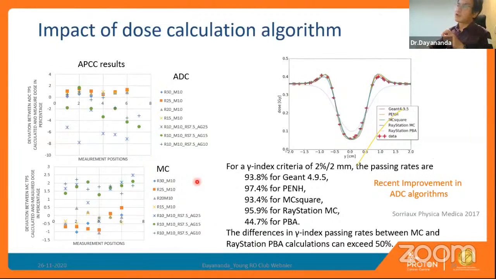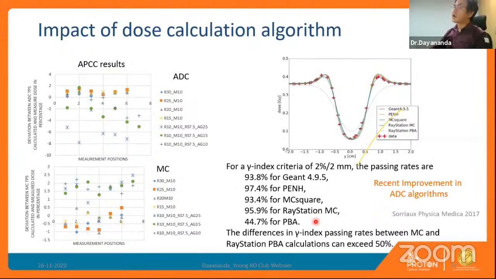And of course, the dose calculation algorithm plays a very important role. This is our own data, wherein we evaluated the accuracy of analytical dose calculation against Monte Carlo, and we found that the analytical dose calculation algorithm available in RayStation was limited, especially when we use a particular device called range shifters at the shallow depth. And this is in accordance with other publications from other centers, wherein you can see that analytical dose calculation algorithms can be off by approximately 50% compared to Monte Carlo algorithms.